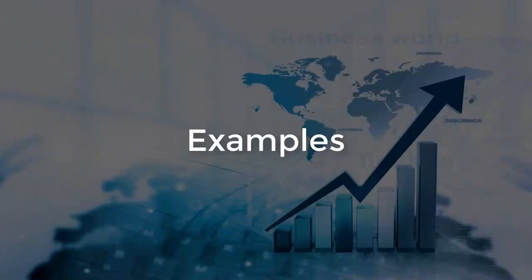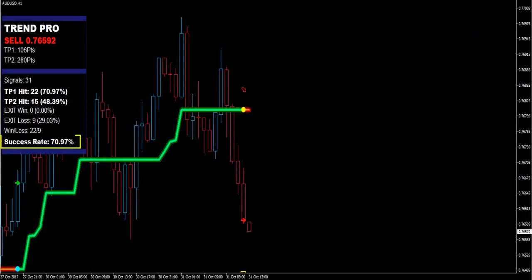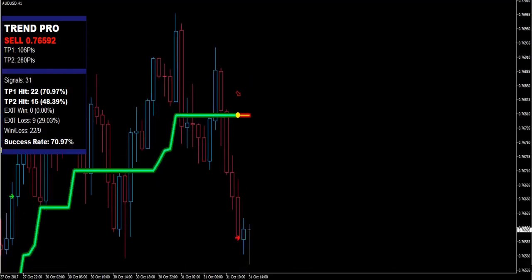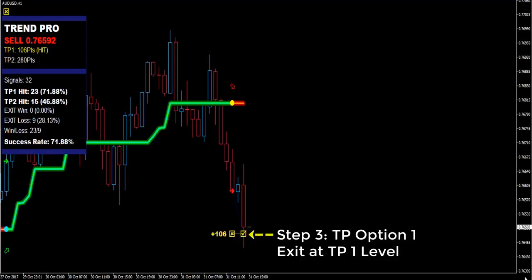Let's look at some examples. Success rate higher than 65%. Step 1, enter a sell signal. Step 2, stop loss is at a new buy signal. Step 3, TP set at option 1. Exit at TP1 level. TP hit at plus 10.6 pips.